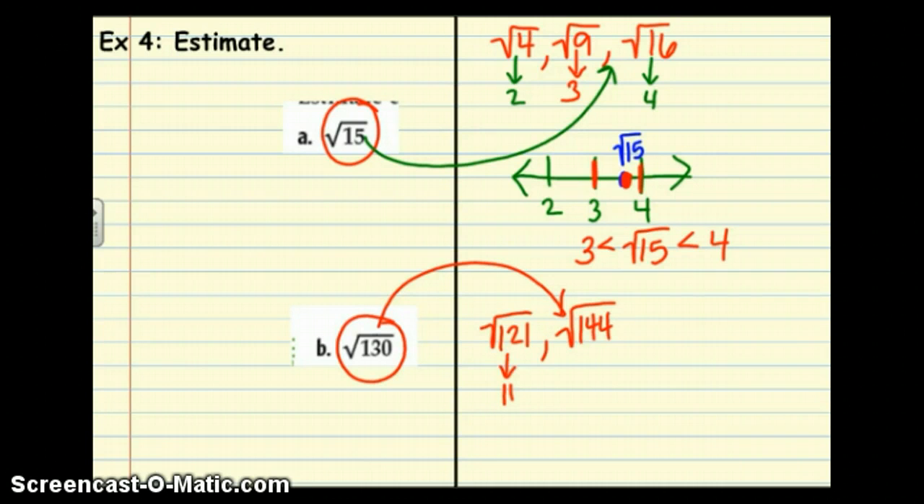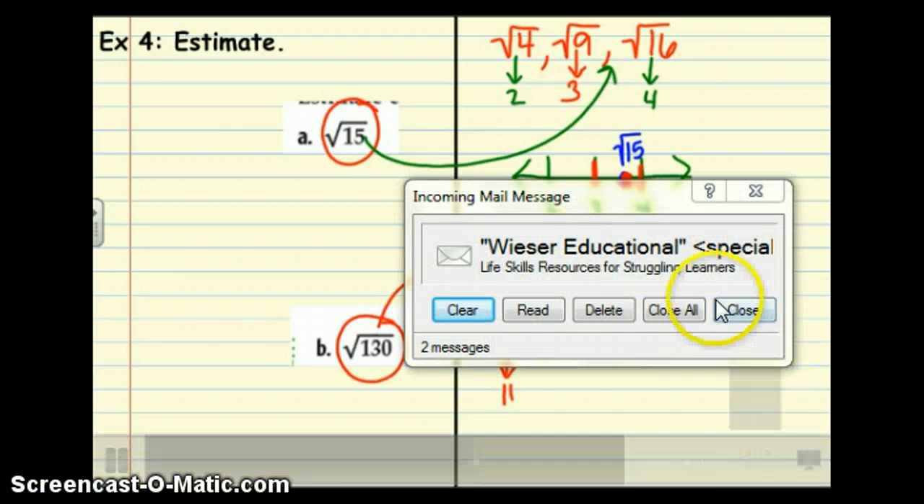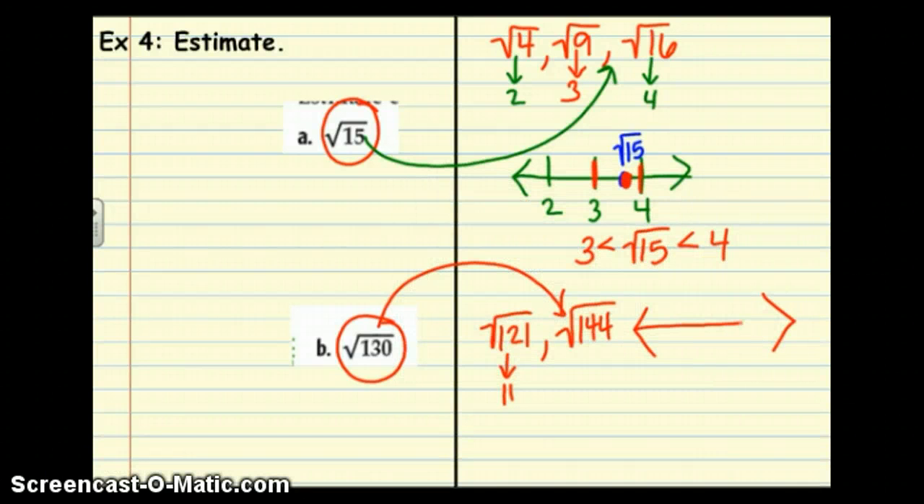So if we were going to graph this on a number line, we know that this is between 11 and 12, but the square root of 130 is going to fall closer to 11. An inequality, again, it's between 11 and 12. It's greater than 11, it's less than 12. So 11 is less than the square root of 130 is less than 12.